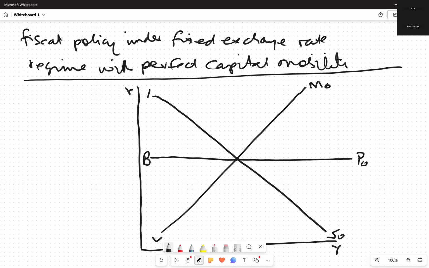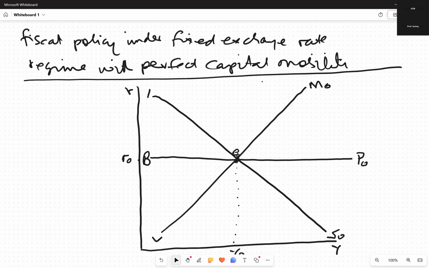Okay, so this is E0, the general equilibrium, where all the curves intersect. At E0, we have Y0 here. Can you see the Y0? Then we have R0, because if you trace this, R0 is here.